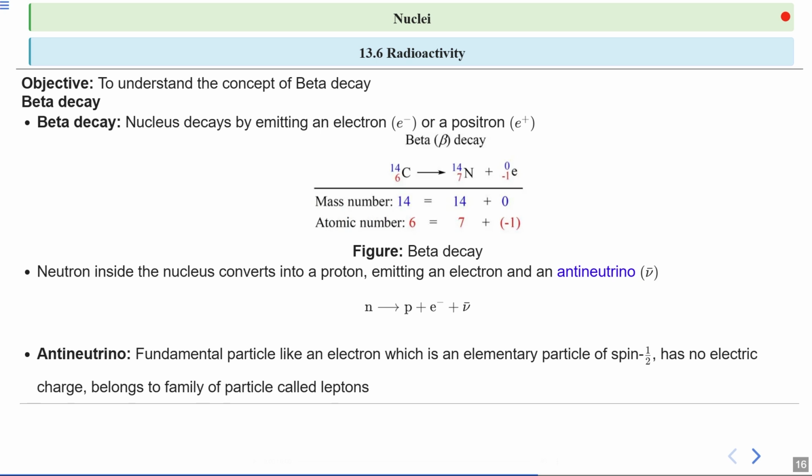Let's talk about the antineutrino. It's a fundamental particle just like the electron, but it has no electric charge and a very tiny mass. It belongs to a group of particles called leptons and has a spin of 1/2. The antineutrino is important because it helps conserve energy and momentum in beta decay.